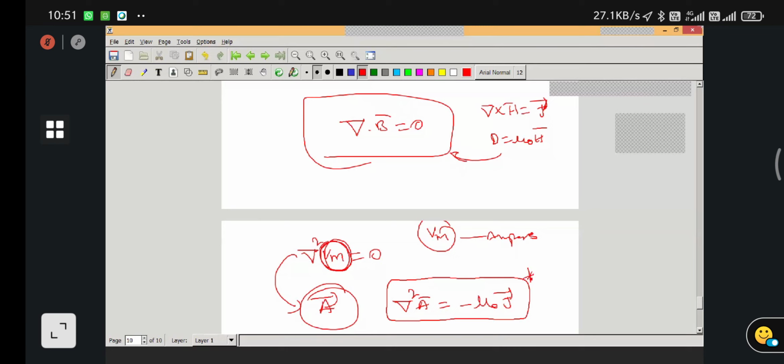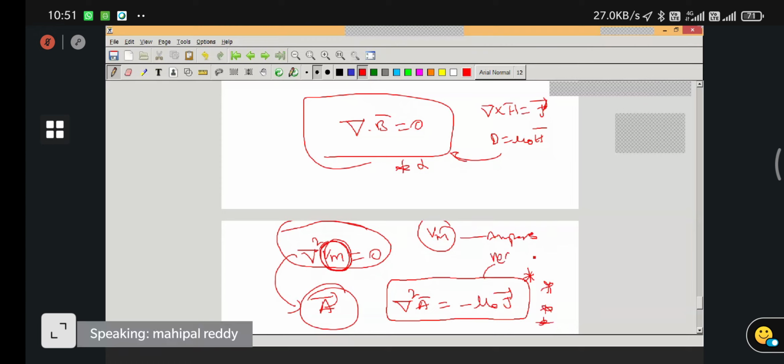This was a 2 marks question last year. I am writing it in a box. This is also very important: del square A vector equal to minus mu naught J. This is nothing but the vector Poisson's equation. I think today's session is completed.